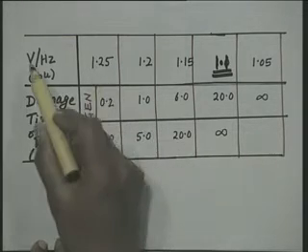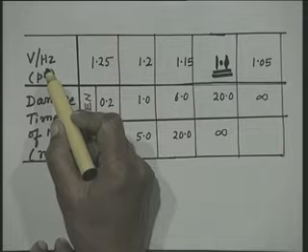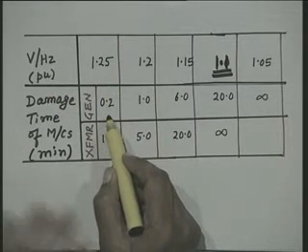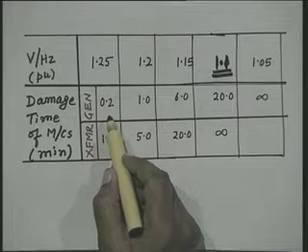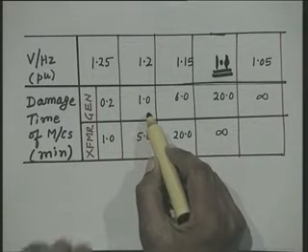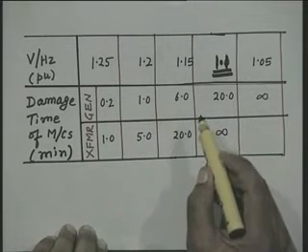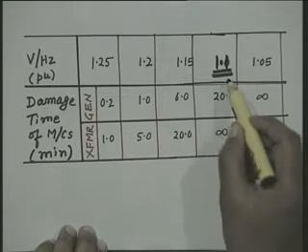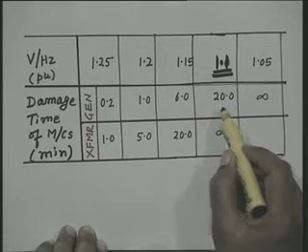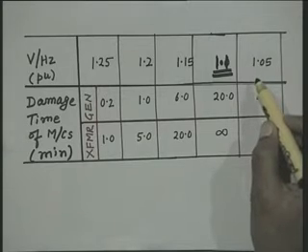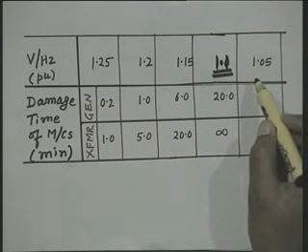In case this ratio, voltage per hertz, is 1.25, the generator can withstand this for 0.2 minutes. If it is 20% more, then for 1 minute. If it is 15%, it is about 6 minutes. If it is 10%, it can withstand for 20 minutes, and if it is 5% more, then it is infinite, this is the capability. That is, if this V by F ratio in per unit is 1.05, then there is nothing to worry.